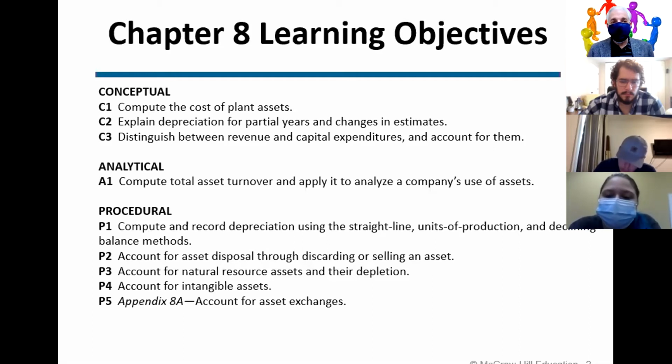Natural resources and depletion. How much oil is in the ground and how much have we used up? How much gold or silver or copper in those mines? How much have we mined? So we'll talk about depletion. And then the intangibles. Intangible assets like copyrights, patents. We'll touch on those. So that's where we're heading in chapter 8.